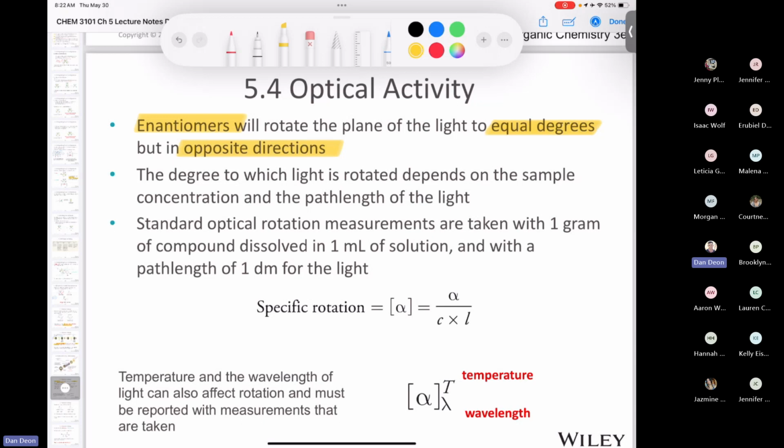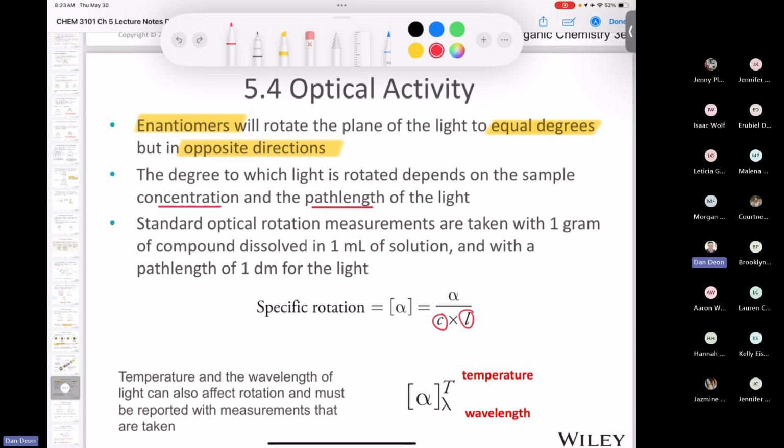It says here the degree to which the light is rotated depends on the sample concentration and the path length of the light. The concentration is this C here, and the path length is this L here. The standard optical rotation measurements are taken with 1 gram of compound in 1 milliliter of solution with a path length of 1 decimeter for the light. When we report an optical rotation, we have a number of degrees, and we usually report the temperature and the wavelength of the light.